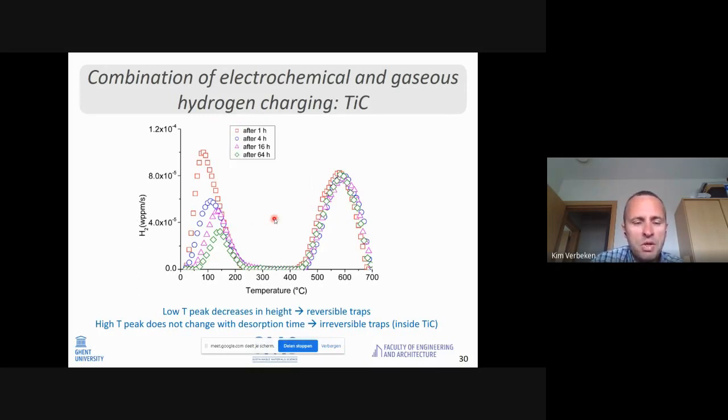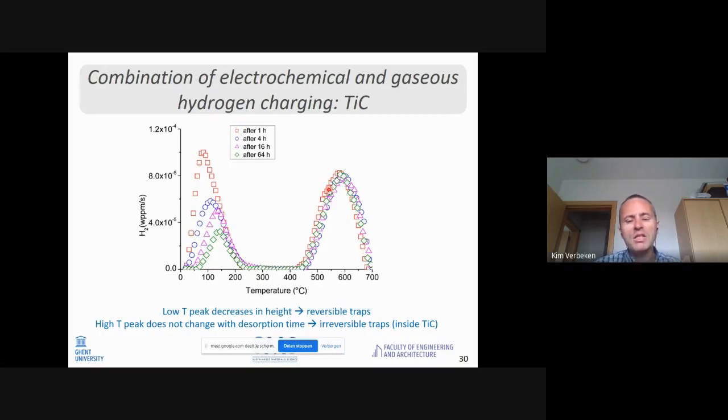Well, actually, when we saw these results, we were also quite puzzled, because how can you activate additional traps inside your material, like is shown here with this high temperature peak? And actually, the answer to that question came from people who do DFT calculations. So they have this density functional theory calculations where they work with quantum mechanical calculations, ab initio calculations.